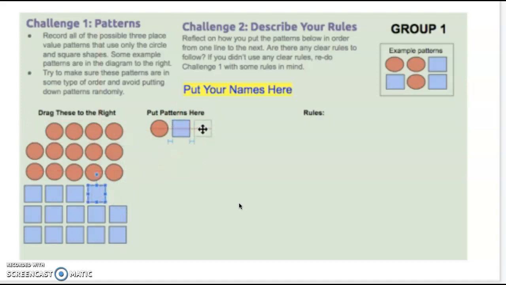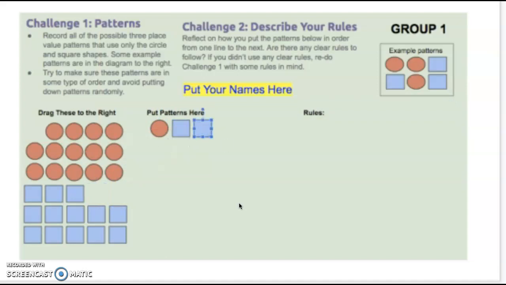Some examples are in the diagram to the right. Try to make sure these patterns are in some type of order and avoid putting down patterns randomly. So you're going to almost make the rules first, the same way you did when we had the devices in the last class. Your challenge 2, you're going to describe your rules.